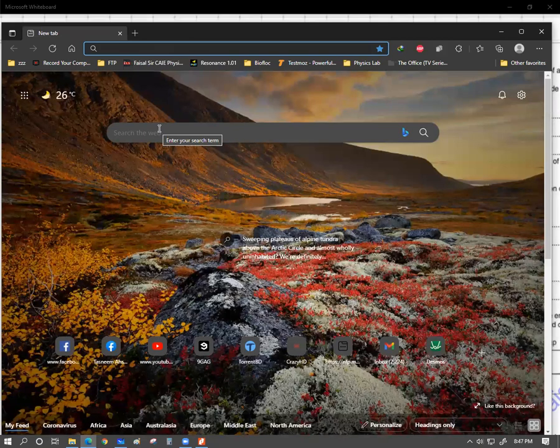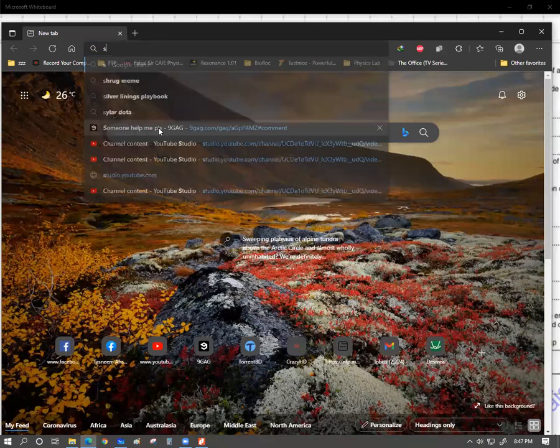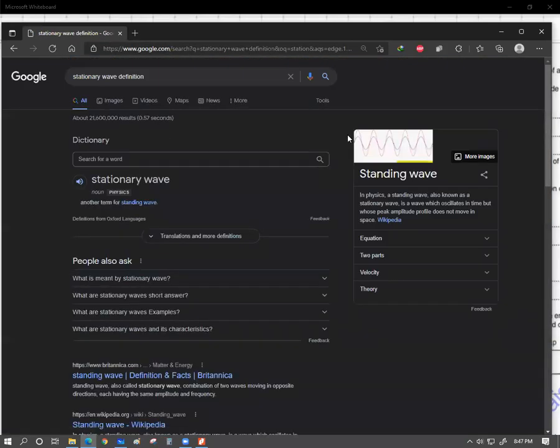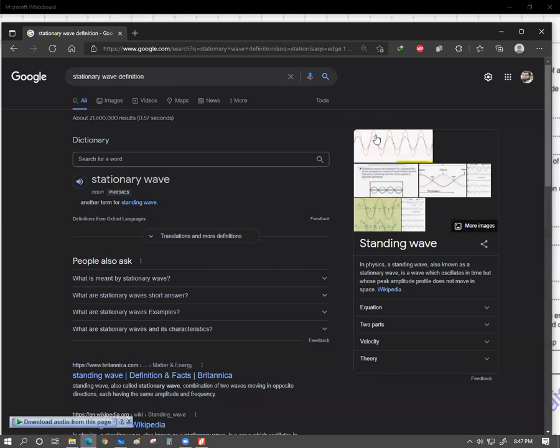I'll help you do this. Sir, was it supposed to be a longitudinal wave, sir? It is a longitudinal wave, but for the sake of simplicity, it is drawn as a transverse wave because it's easy to draw.